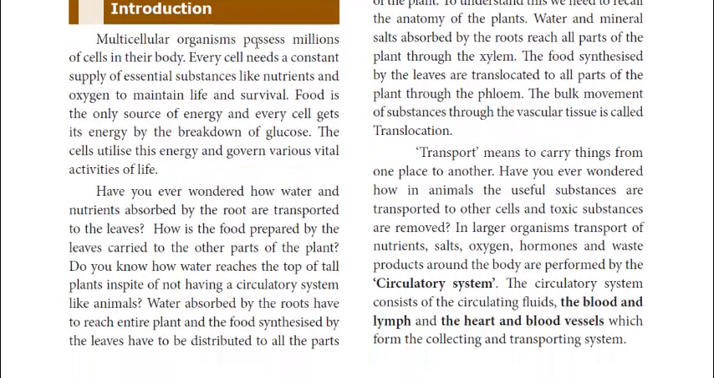Introduction. Multicellular organisms possess millions of cells in their body. Every cell needs a constant supply of essential substances like nutrients and oxygen to maintain life and survival. Yes, of course, we need a constant supply of nutrients and oxygen. So for this constant requirement, the food has to be supplied and broken down into food molecules so that energy is derived from it. The cell utilizes the energy and governs various vital activities of the cell.